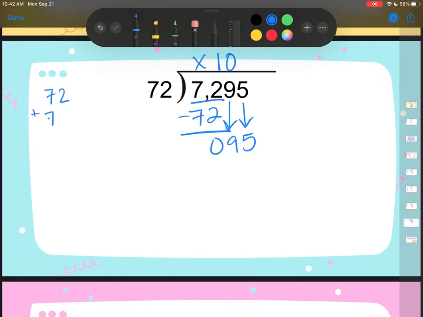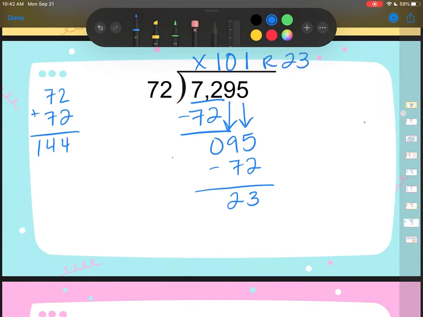72, if I were to do my repeated addition, 72 plus 72 is 144. So that's much too large for 95. So I'm going to say that 72 goes into 95 one time. 1 times 72 is 72. I subtract, and I end up with 23. So my answer is 101, remainder 23.